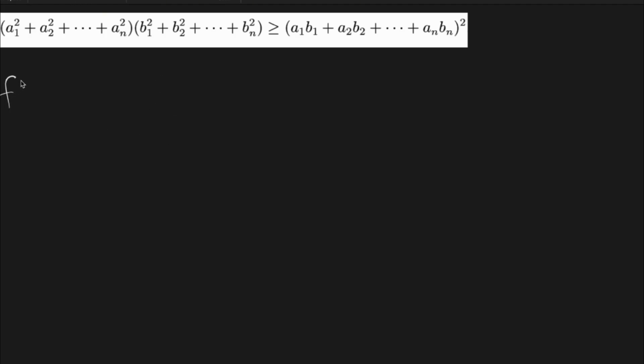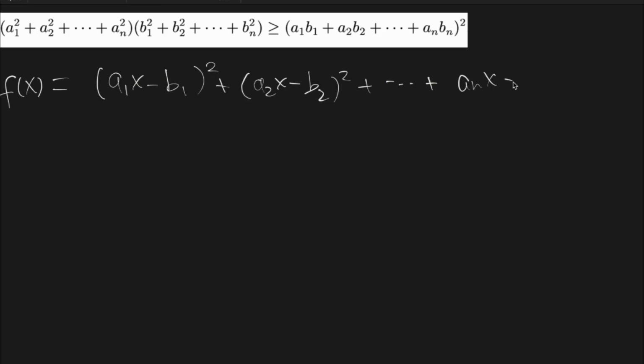The function is, let's say in x, then we have f of x is equal to a1x minus b1 squared plus a2x minus b2 squared plus all the way to anx minus bn squared.